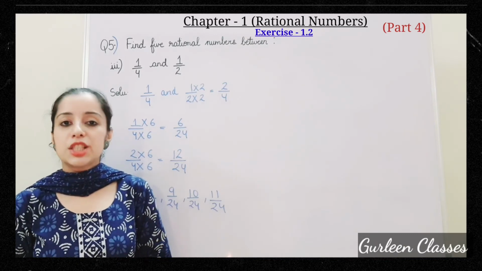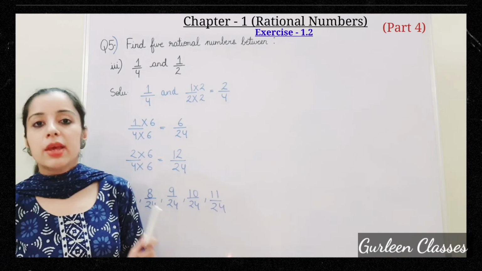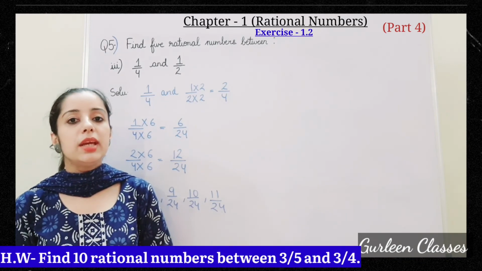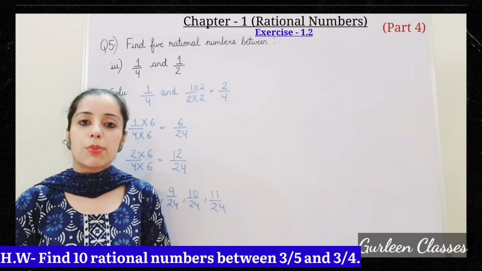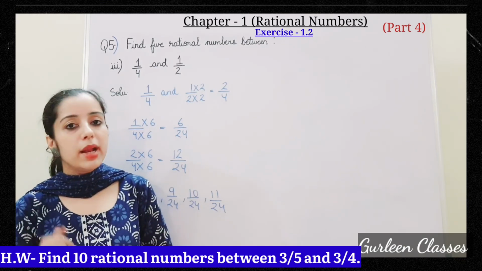So students, question number 7 will be a homework. You have to solve in the same way. Find 10 rational numbers between 3 upon 5 and 3 upon 4. Students who know the answer, tell me in the comment box.